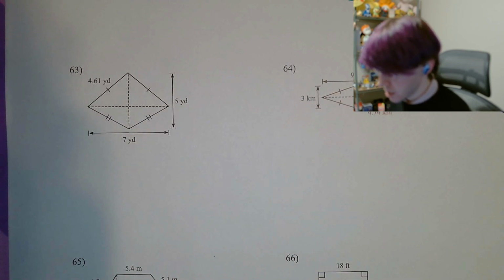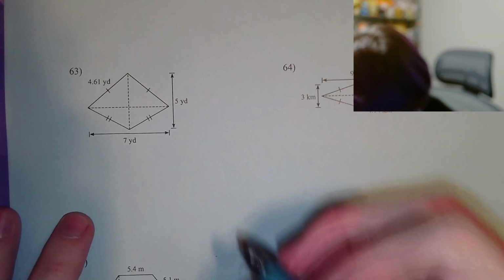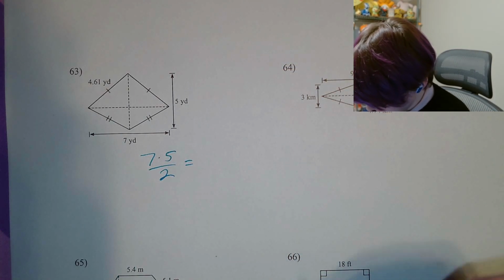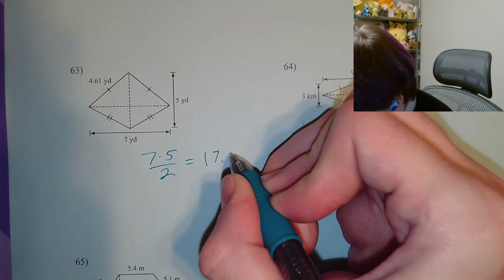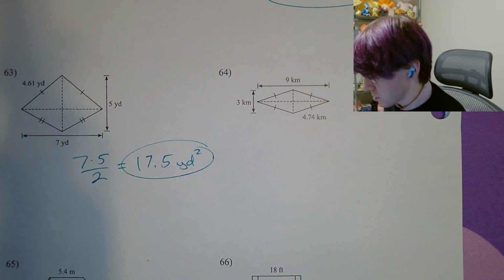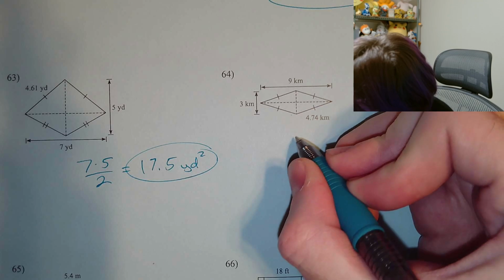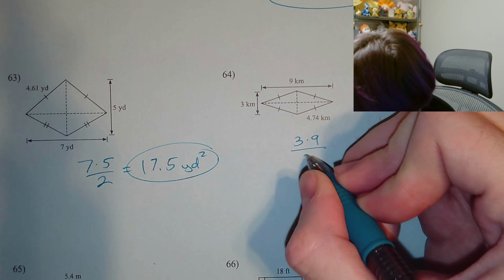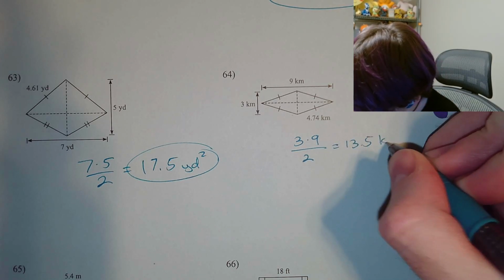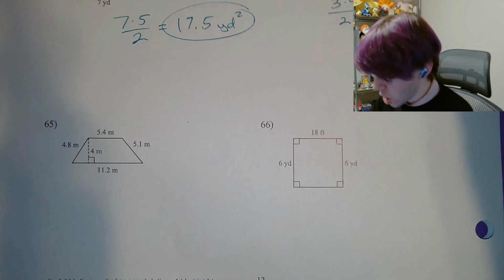Moving on to 63. So on 63, you have another kite. Same exact idea. Diagonal, diagonal, divide by 2. So 7 times 5, divide by 2. 35 divided by 2 is what, 17 and a half? Yeah. 17.5 yards squared. And on this one, it looks like we have kilometers instead. So we're going to have some kilometer action going on. We have 3 times 9 divided by 2. 27 divided by 2 is 13 and a half kilometers squared. Not quite as big as our 100 miles squared, but still pretty large.